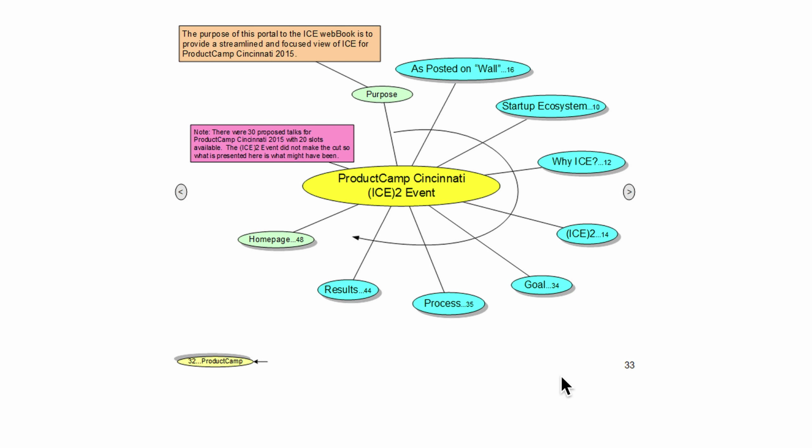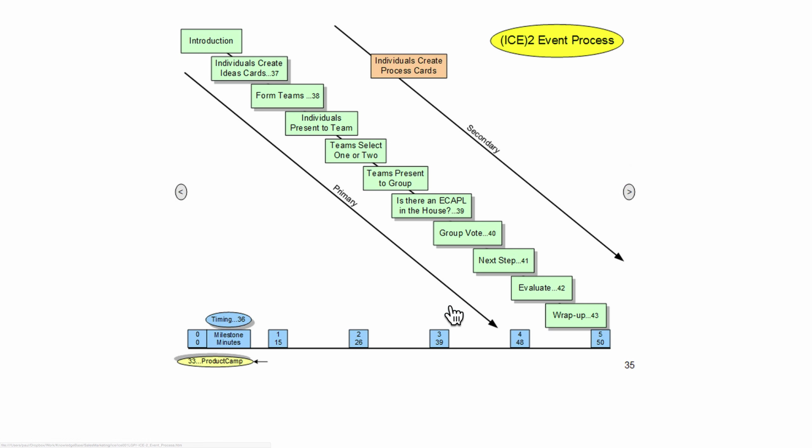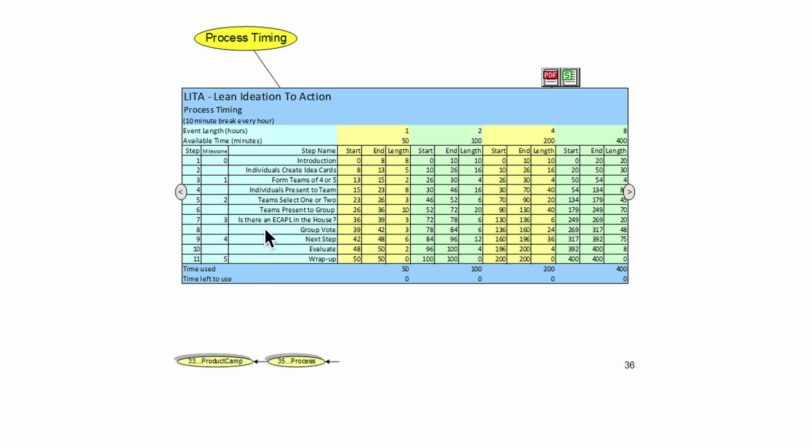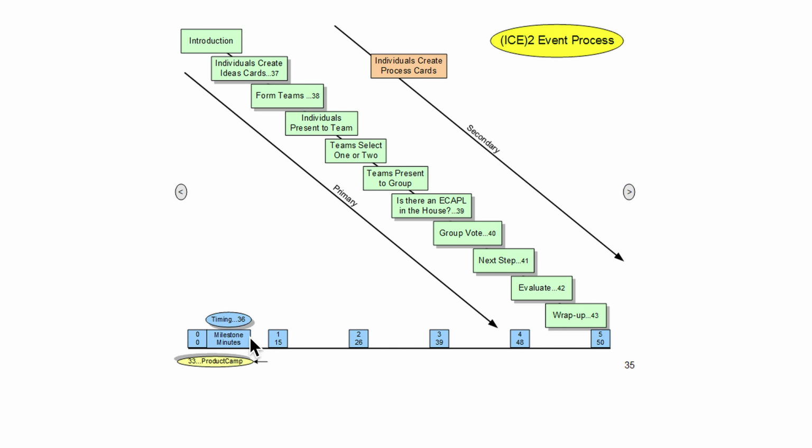Now, the process that's to be used to reach this goal is outlined here, and just quickly going through the timing of the event, which is down here. We have milestones and minutes, and this comes from LITA, or Lean Ideation to Action, where we have a 1 hour event length, actually 50 working minutes, and this gives us start and end times for these steps in the process.